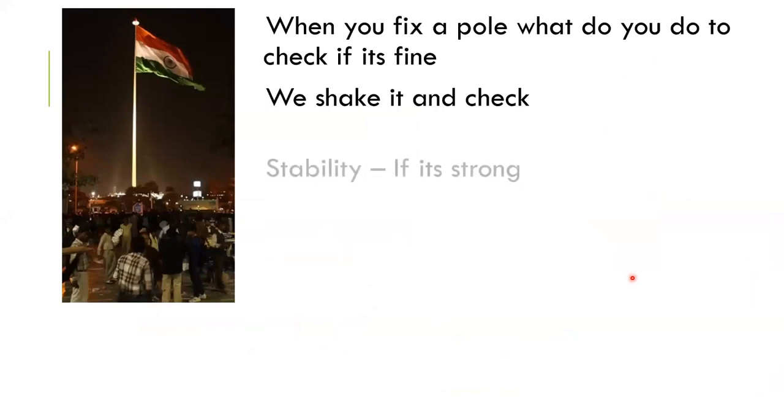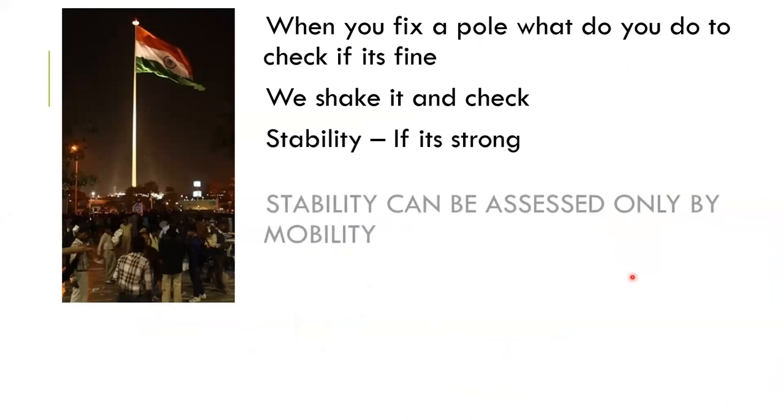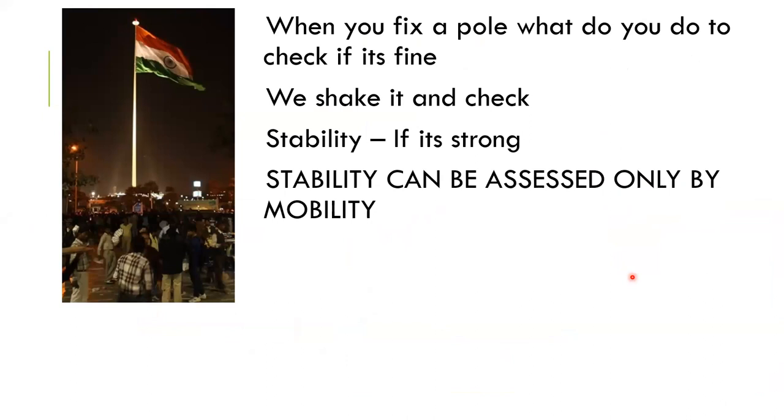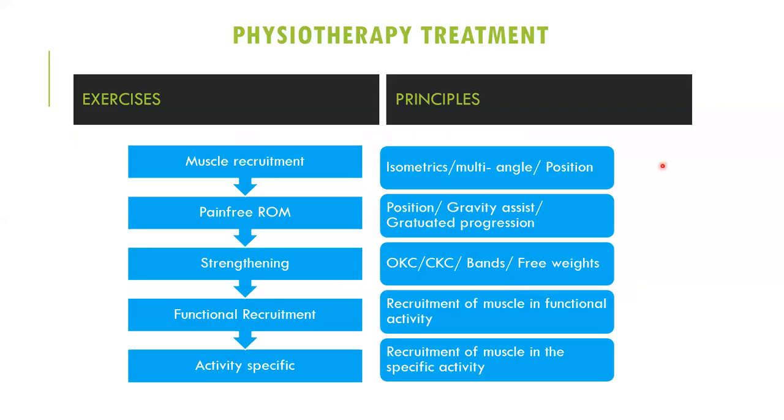The basic principle of stability exercise is to understand that only when it is more stable can the mobility be done. To assess stability, we also need to put movement in the glenohumeral to understand if they are stable. The exercise plan will be to have muscle recruitment first, then achieve pain-free range of motion. Once we achieve some range of motion, we will simultaneously start strengthening, functional recruitment and activity-specific work. The exercises can be isometric, multi-angle in different positions. Sometimes we use positions against gravity, sometimes gravity assisted. And the goal will be to always have a progression, which goes on gradually.